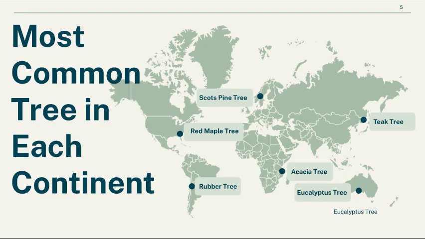This is a world map that shows which tree species is the most common in each environment. You can see that Scots pine trees are the most common in Europe. Red maple trees are the most common in North America. Rubber trees are the most common in South America. Acacia trees are the most common in Africa. Teak trees are the most common in Asia, and eucalyptus trees are the most common in Australia.